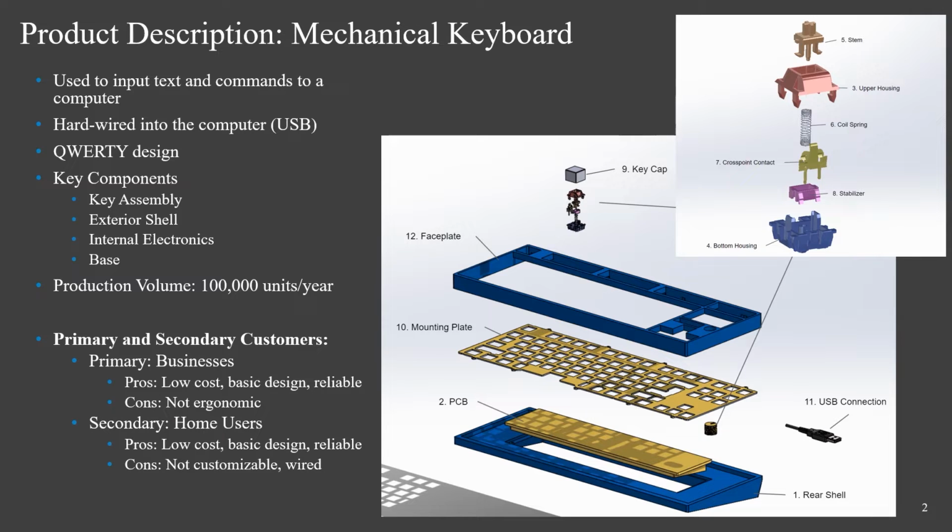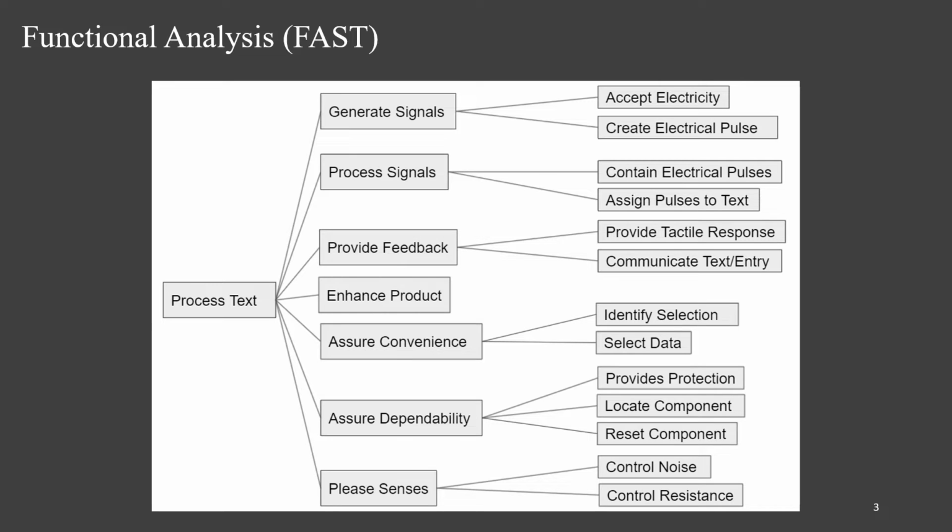Our production volume will be 100,000 units per year, and this will be going to our primary and secondary customers. Our primary customers are businesses, which are looking for a reliable, basic design that is cost effective, and our secondary customers are home users that also benefit from the reliable design, but they will not be able to customize this keyboard.